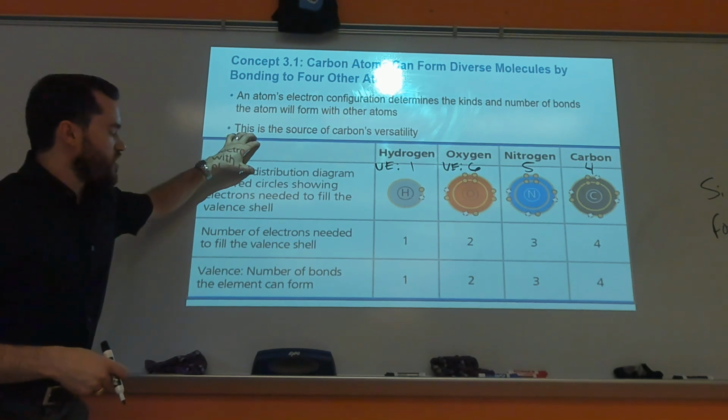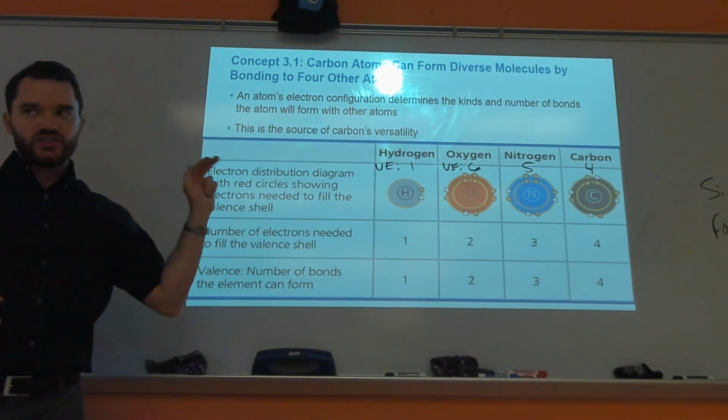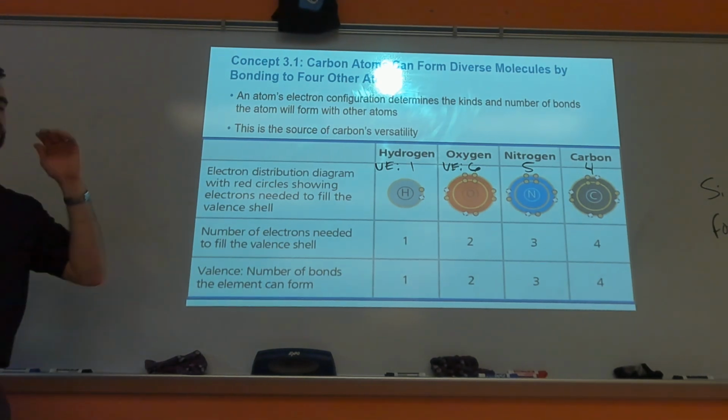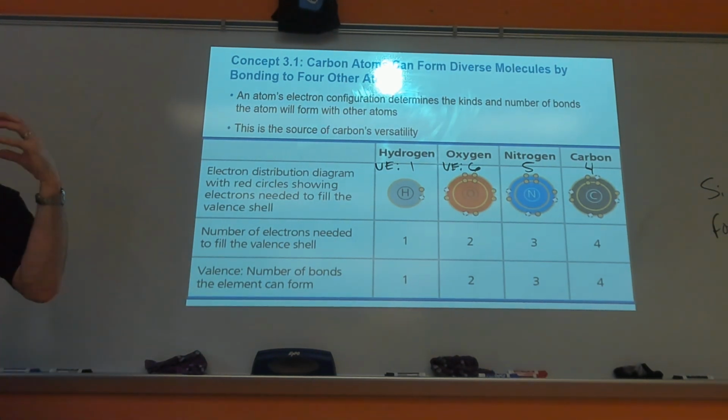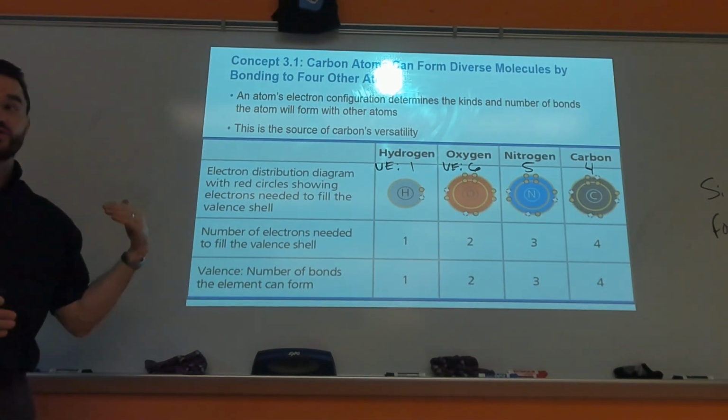Now, the valence electrons are related to the number of bonds something can form. The number of bonds atoms can form is related to the number of electrons they need to fill the valence shell. I should have mentioned last class that atoms behave so that they get a full outside shell of electrons. They want a full valence. That's when atoms are stable. Atoms don't want to have empty valence shells.